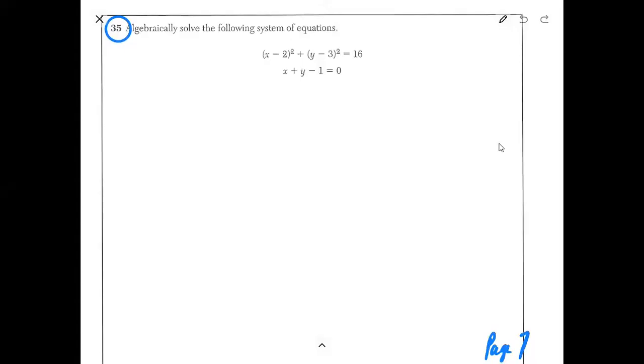All right, this is question number 35 from page 7. It's a system of equations, and they want us to solve it. I think, Nevaeh, whenever they say solve it algebraically, you should graph it, find the answers, just in case you struggle with the algebra. So let's do that.